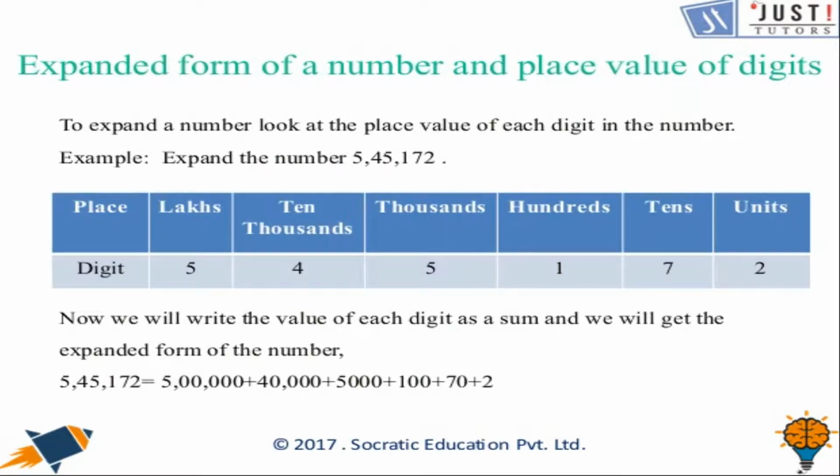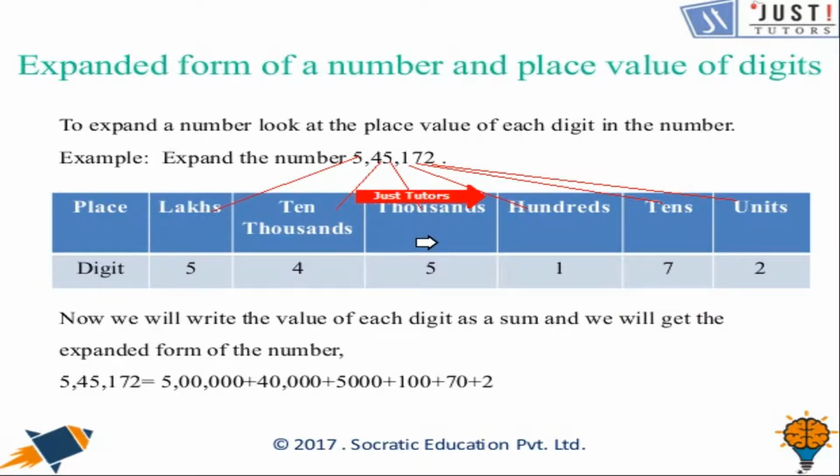So now let's move forward and learn how we can expand any number. Let's look at the given number. The number is 5,45,172. And we are provided with a place value chart. When we are writing a number in the place value chart, we start from the right, so the 2 will go in the box in the units column, then tens, then we have hundreds, thousands, 10,000s, and then lakhs. So this is how you can write a number in the place value chart.